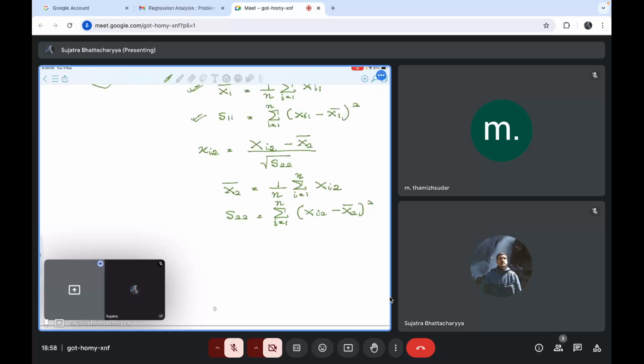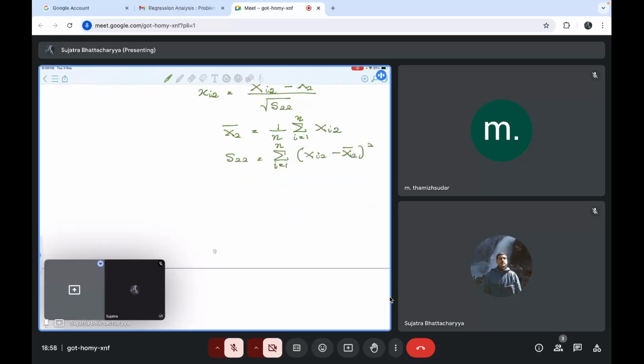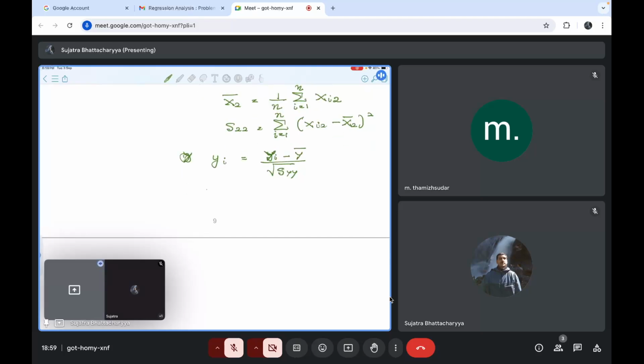And as I have told you, we will not be doing it only for the regressor variables. We will also be doing it for the dependent variable, the response variable y. So for y, we have small yi, which is Yi minus y bar, this should be capital, divided by root of Syy. The definition is similar: y bar is 1 by n, i going from 1 to n, of Yi. Simple.